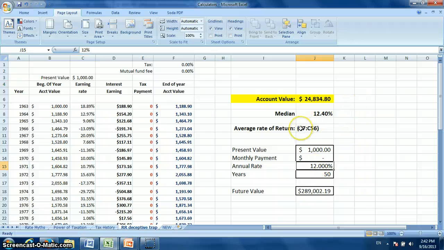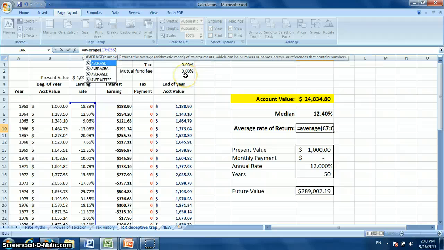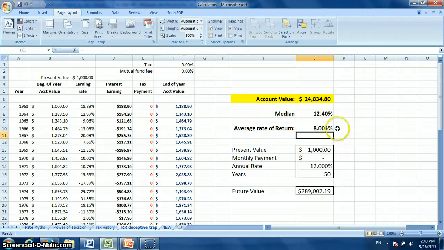Now, there are also multiple mutual funds and firms that use the average rate of return to promote their fund. And even though they are technically correct, it can be very deceiving. So let's calculate the average rate of return. To do that, I'm going to put a formula here, equals the average. And it says that the average is 8%.